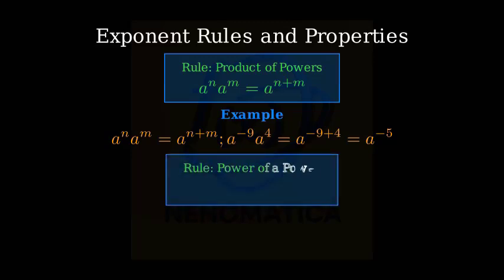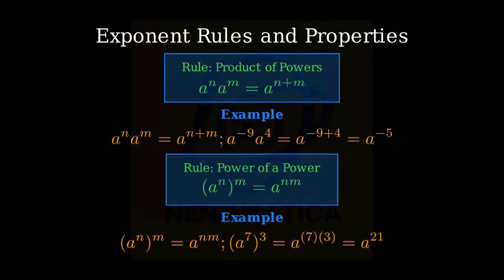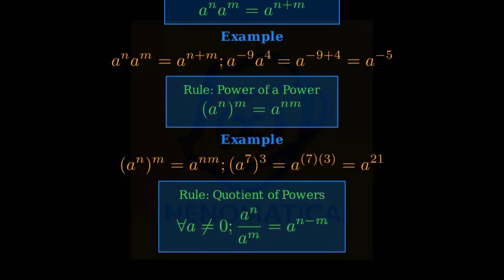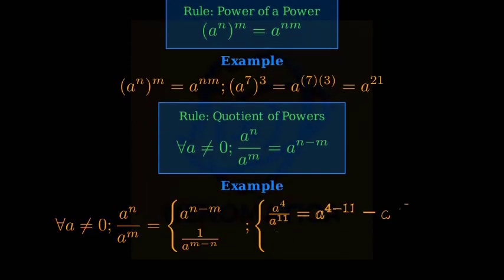The second rule is the power of a power. When we raise a power to another power, we multiply the exponents. The third rule is the quotient of powers. When we divide powers with the same base, we subtract the exponents.